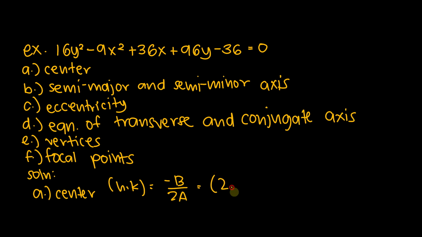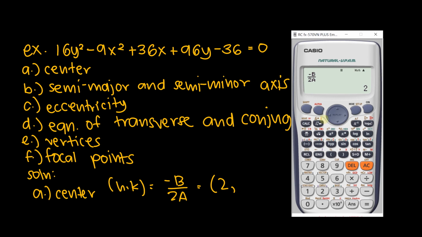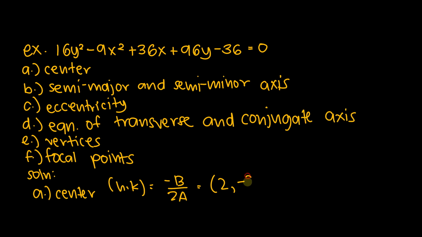So, to get the y coordinate, again, calc. B is the coefficient of y, 96. And then A is the coefficient of y squared, that's 16. So, negative 3. Okay, so that's the center. Now, to get the semi-major and semi-minor axis, we can also use the calculator technique.